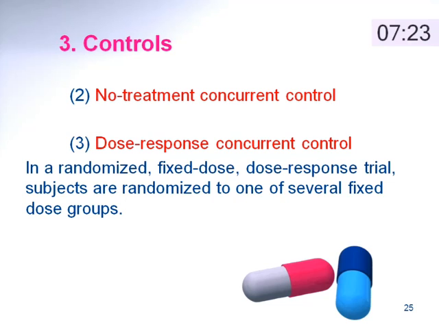Second one is no treatment concurrent control. This kind of control is rarely used, but for example, if we want to test the effect size of the placebo, the placebo effect, in that case, a no treatment control group might be used. The third one is dose response concurrent control. In a randomized fixed dose response trial, subjects are randomized to one of several fixed dose groups.